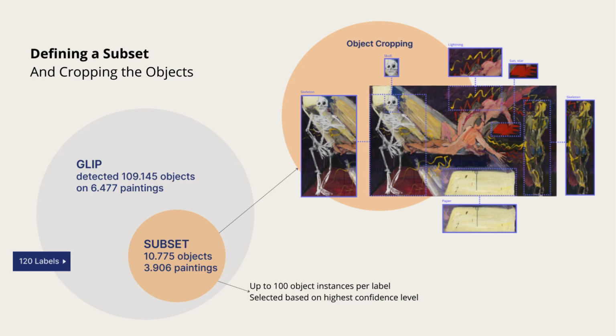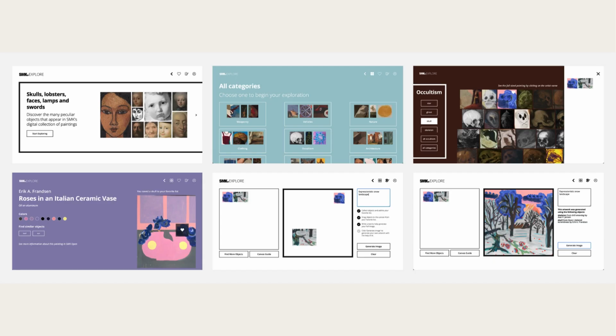In combination with the results from the object detection, we drew on inspiration from existing literature on designing for exploratory search. Through the design process, we created SMKExplore, a web application that allows users to browse and explore a digital museum collection with detected objects as the primary entry point. In this presentation, we'll give you a brief tour through selected parts of the design.